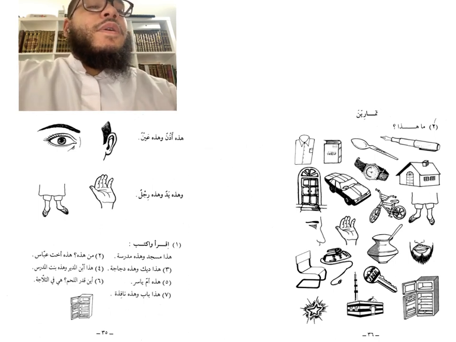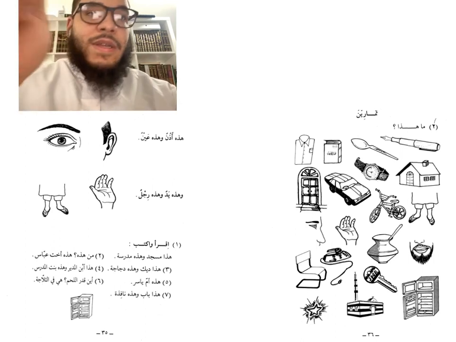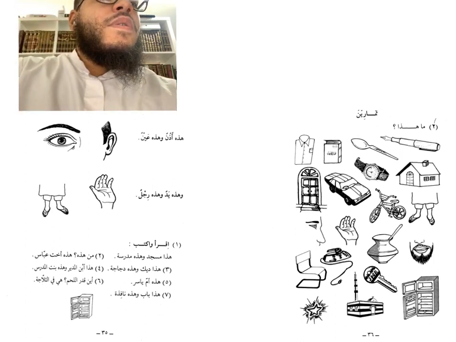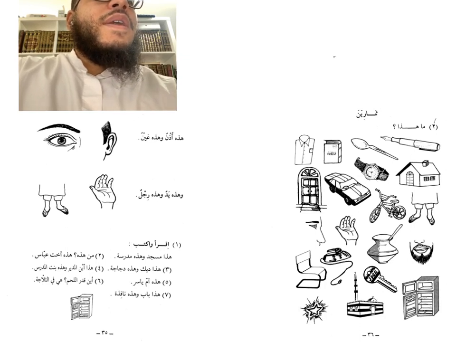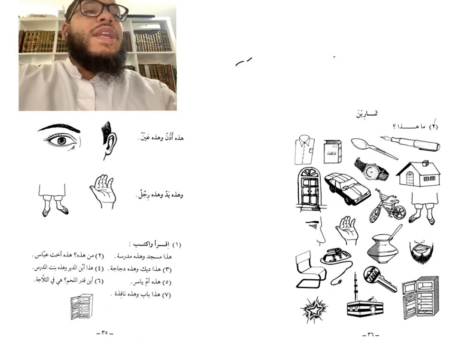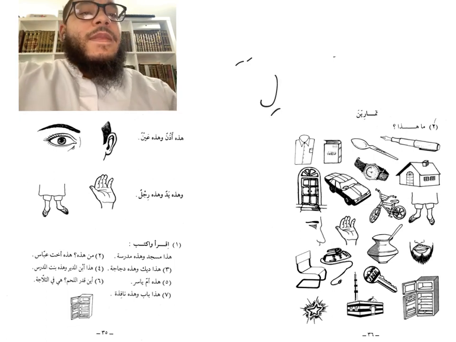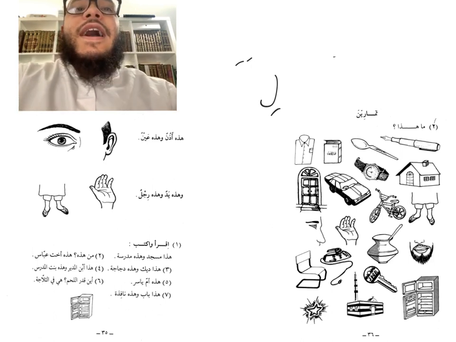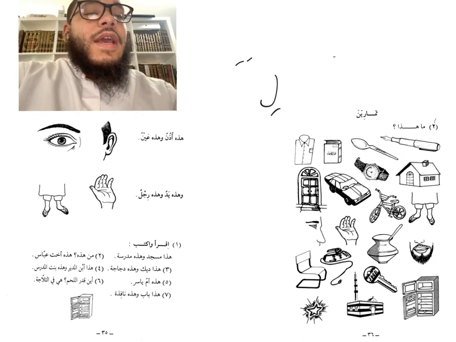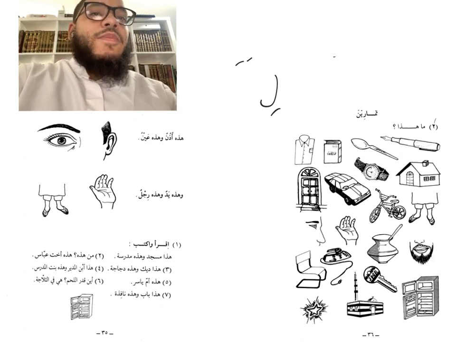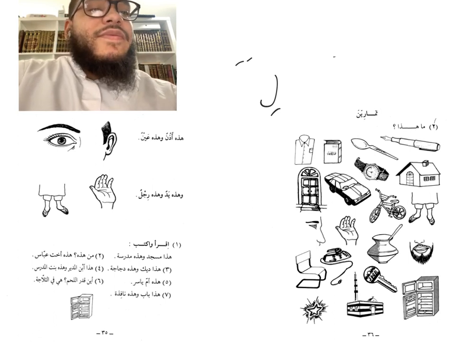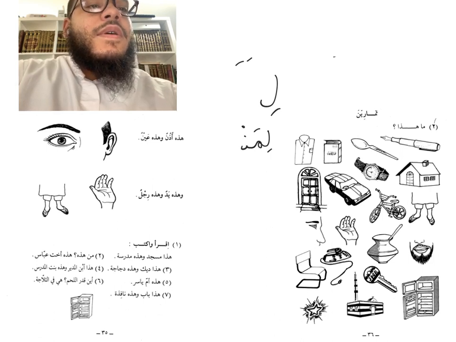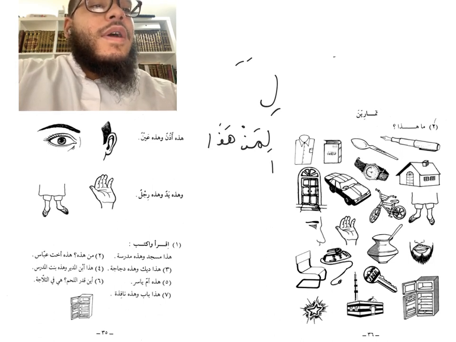Now, also in this lesson, we learn liman. Liman means, for example, liman hadihi: whose is this? Who does this belong to? Li is our preposition, the li, like lillahi, li hamidin, li abbasin. It is used when we want to say it belongs to someone. This is the lam al-mulk. So if I said, for example, liman hadha al-kitab, liman hadha al-kitabu.